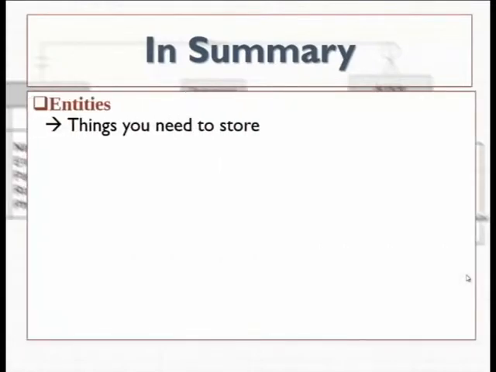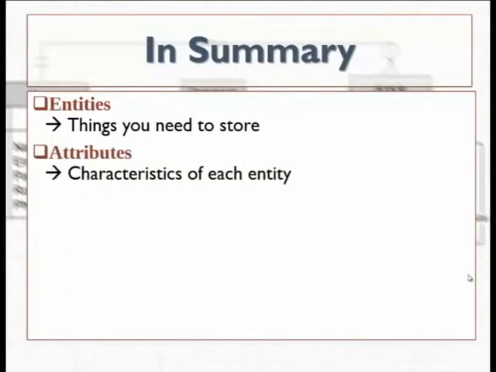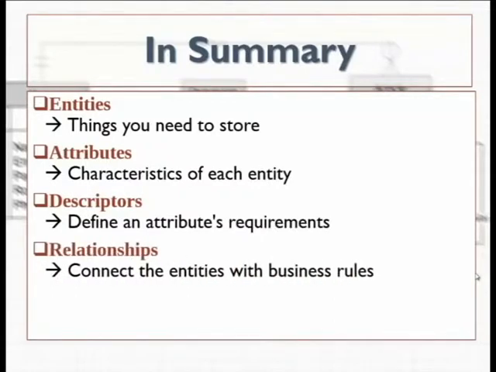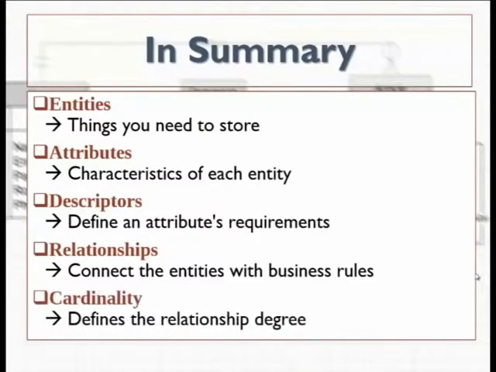But to summarize, entities represent the things you need to store. These are boxes in your diagram. Attributes represent the characteristics of each entity. The attributes go inside the entity's box. Descriptors define the attribute's requirements. These attribute requirements might be required or unique or multi-valued or derived. Relationships are the business rules that connect the entities together. And finally, the cardinality defines the degree of the relationship, such as one-to-one, one-to-many, or many-to-many.